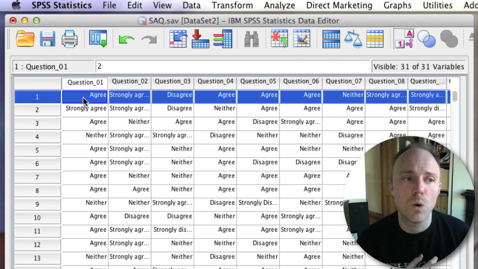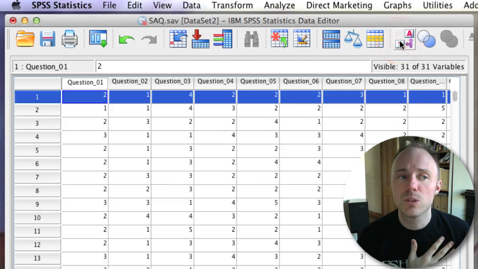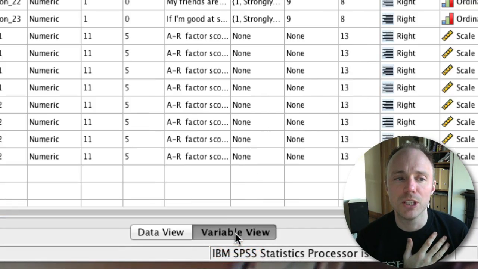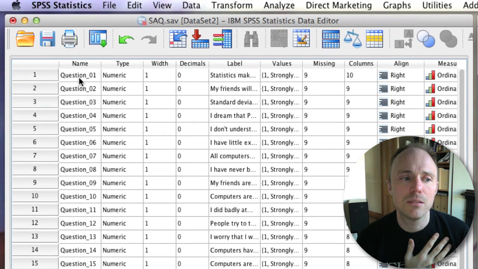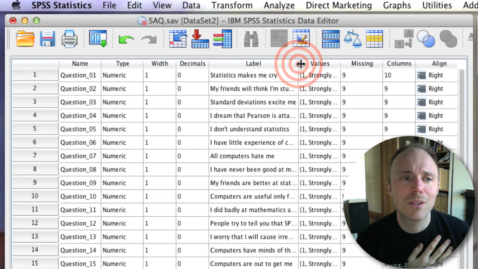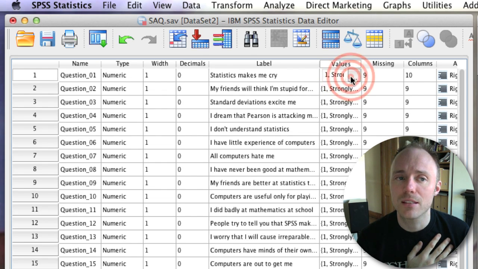So participant 1 agreed with question 1, strongly agreed with question 2, disagreed with question 3, agreed with question 4, and so on and so forth. If we toggle them again, you'll see they just become numbers. Looking in the variable view, you can see we've got a list of 23 questions in this data file. Because I am very, very diligent when I input my data, I've given each question a label to tell me what the question was, and each one has value labels set up.